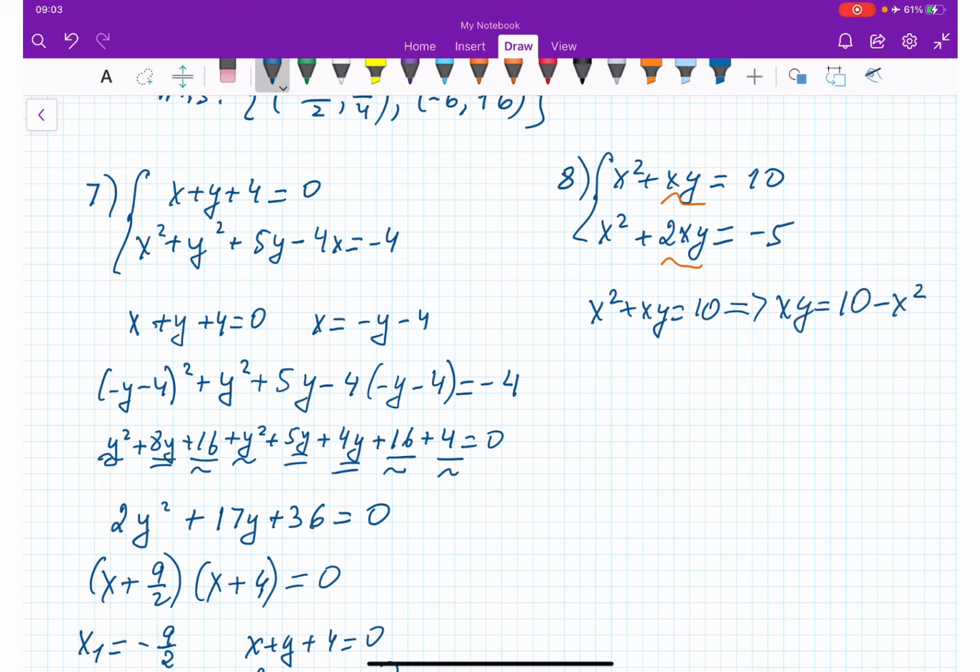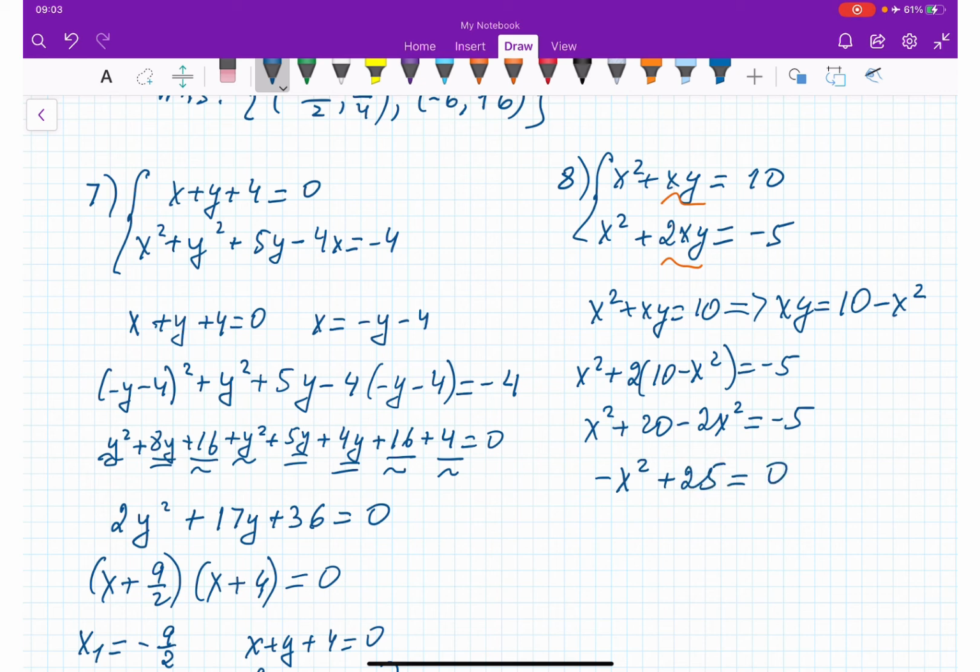Okay, plugging into the second one. So it's going to be x squared plus twice 10 minus x squared, and that's equal to negative 5. So x squared plus 20 minus 2x squared equals negative 5. From here, we are getting negative x squared plus 25 equals 0. Let me rewrite like that: 25 minus x squared equals 0.